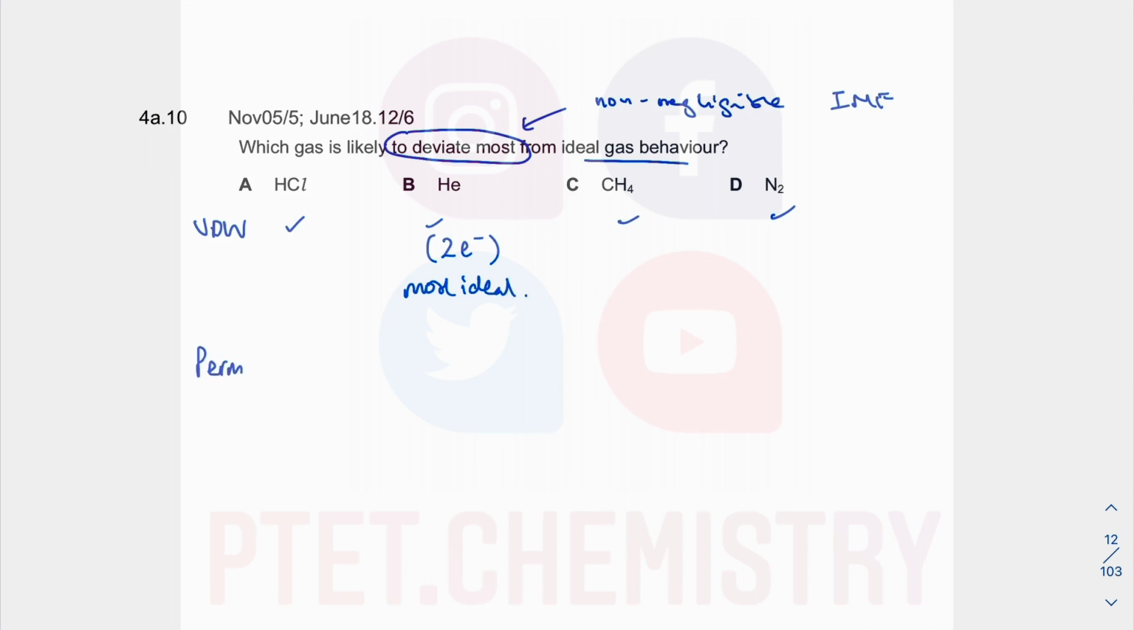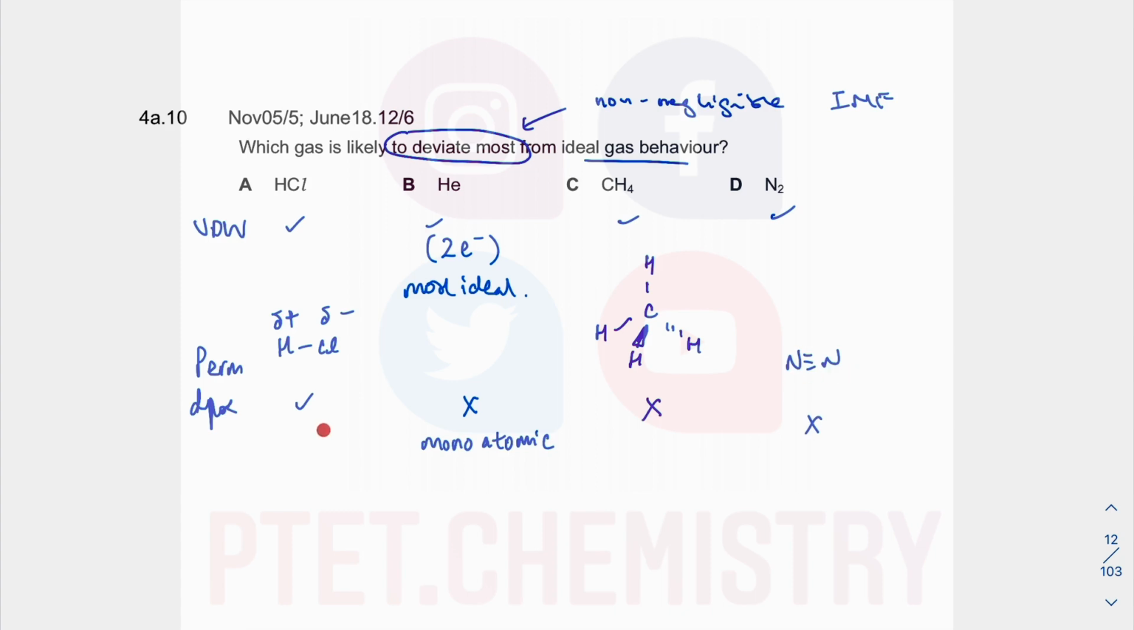When you think about permanent dipole, HCl is a polar molecule because of the difference in electronegativity. CH4 is a non-polar molecule because you've got a tetrahedral geometry where the 4 bond pairs repel equally, and the 4 atoms are exactly the same, so the dipoles cancel out. So there's no permanent dipole. There's no permanent dipole there because it's a single atom, so we call it monoatomic. N2 again is non-polar because it's just the same electronegativity, right?